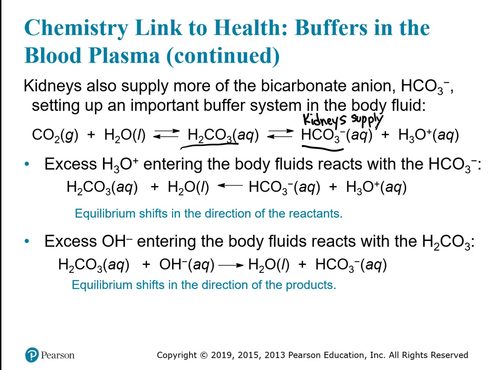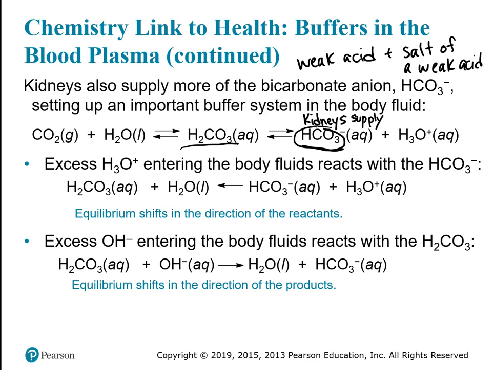So remember, we have to have a weak acid plus the salt of a weak acid in order to have a buffering system. And in this case, the kidneys are supplying our conjugate base, and that's what we need to make a buffering system.